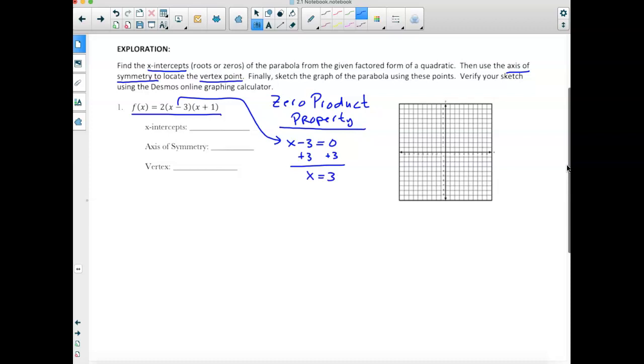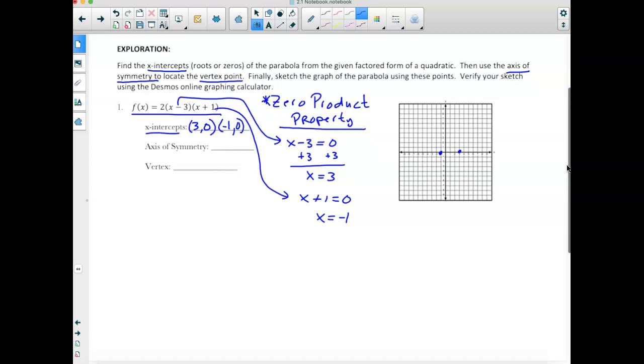That means, because it's the zero product property, when I plug in a 3, it will output a 0 for an x-intercept. My other one is going to be x plus 1 equals 0, so my other one would be negative 1, meaning when I put a negative 1 in, I get a 0 out. There's 2 points. I can plot those. I can say negative 1, 0, and I can also say 3, 0.